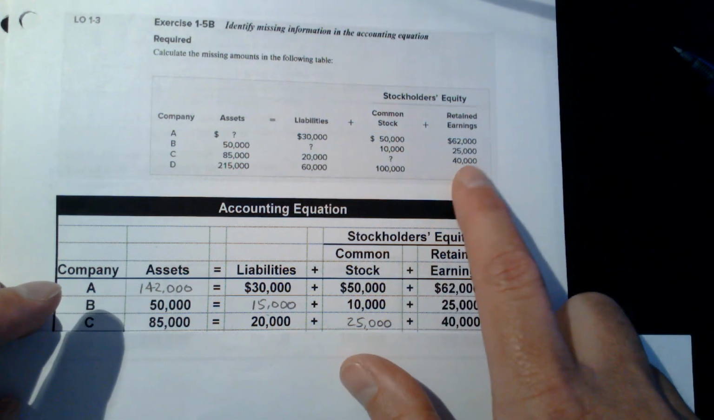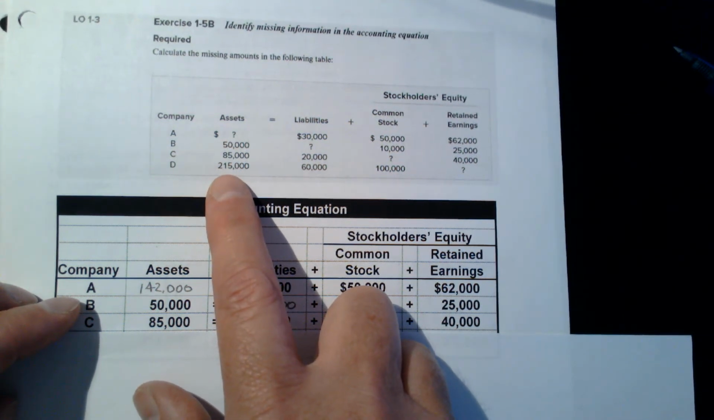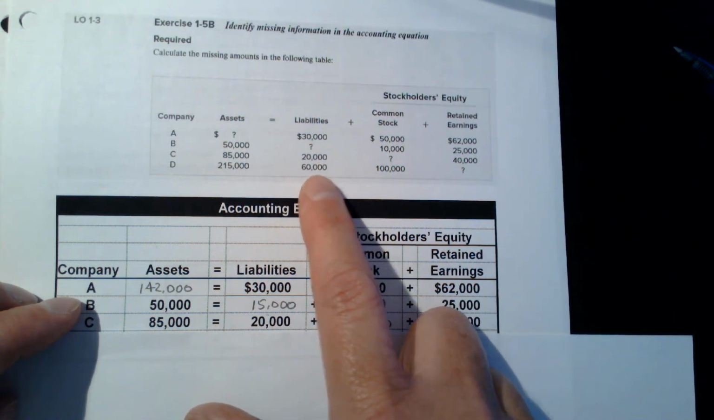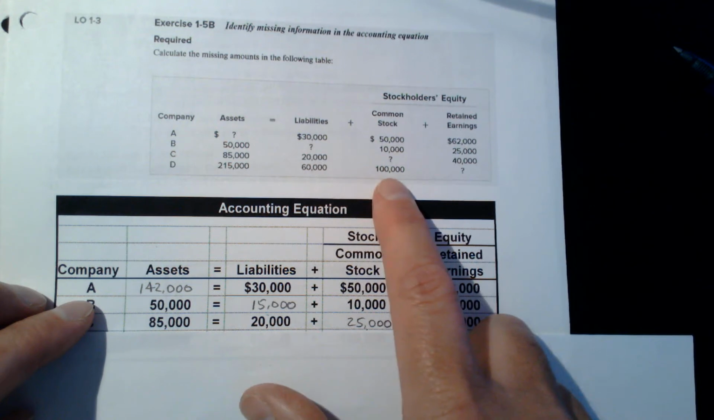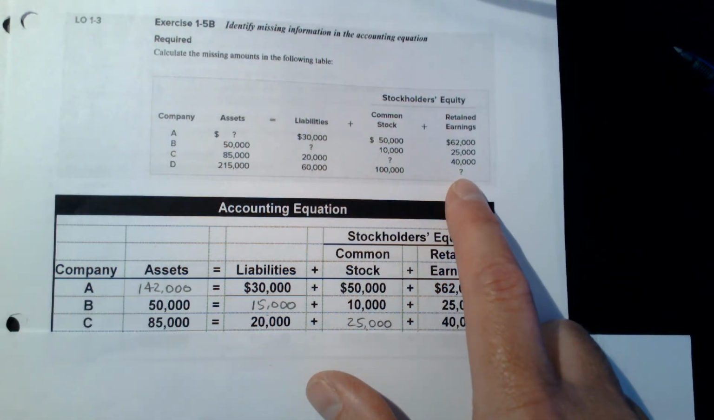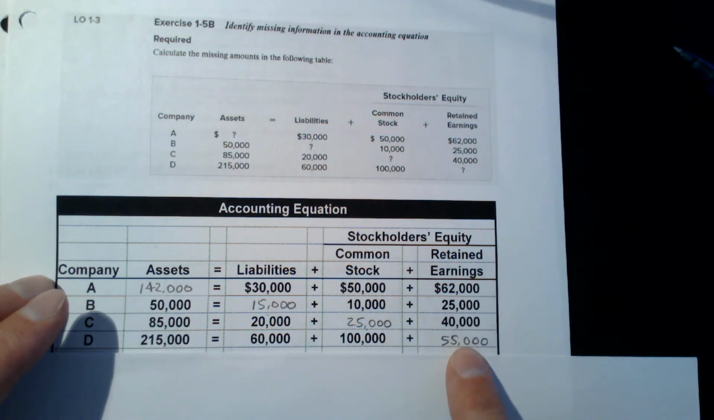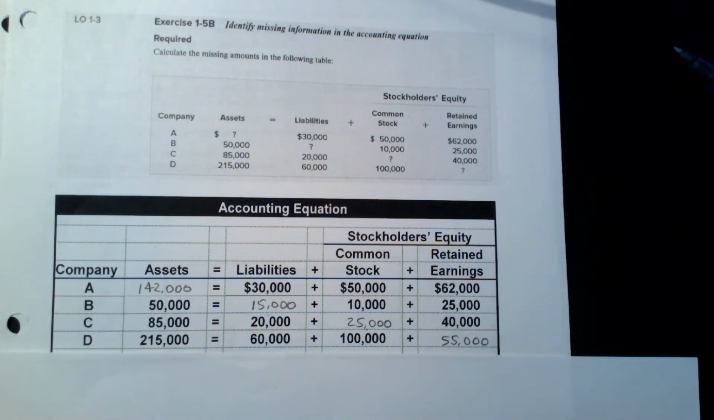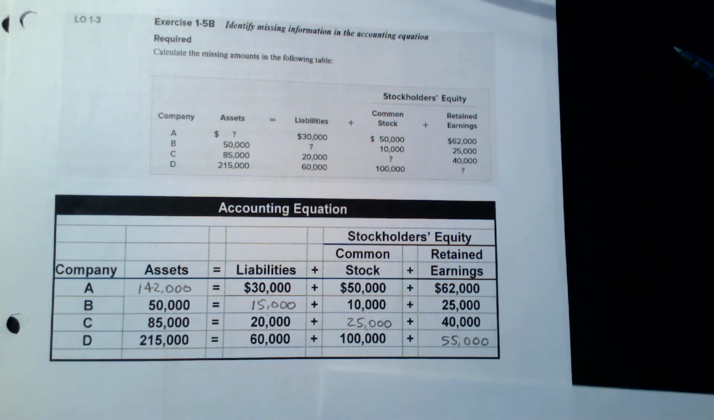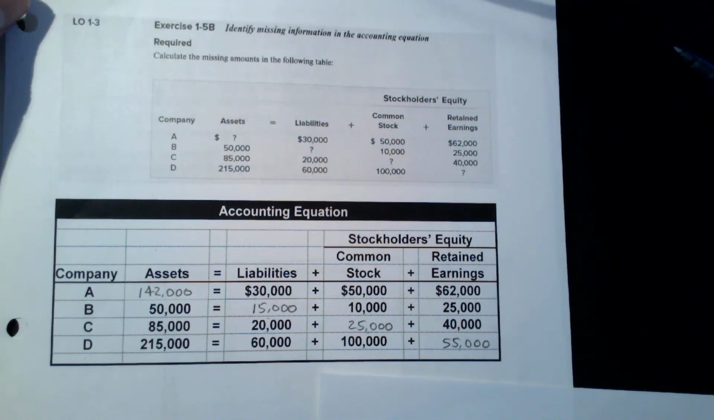The last one, it's retained earnings that's missing. On this side of the equal sign I have 215. On this side I have 60,000 and 100, so I've got 160 on this side. So what do I need to make up 160 to get it up to 215? I need another $55,000 to make that equation balance. Again, in every single case the equation has to balance. So that'll help you with exercise 1-5 in your homework.